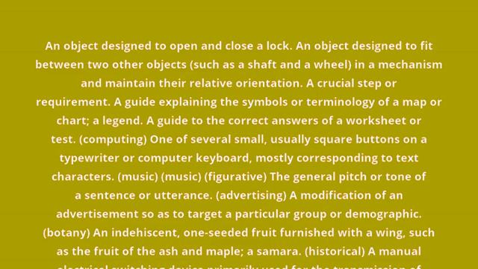Computing, one of several small, usually square buttons on a typewriter or computer keyboard, mostly corresponding to text characters. Music, figurative, the general pitch or tone of a sentence or utterance. Advertising, a modification of an advertisement so as to target a particular group or demographic. Botany, an indehiscent, one-seeded fruit furnished with a wing, such as the fruit of the ash and maple, a samara. Historical, a manual electrical switching device primarily used for the transmission of Morse code.